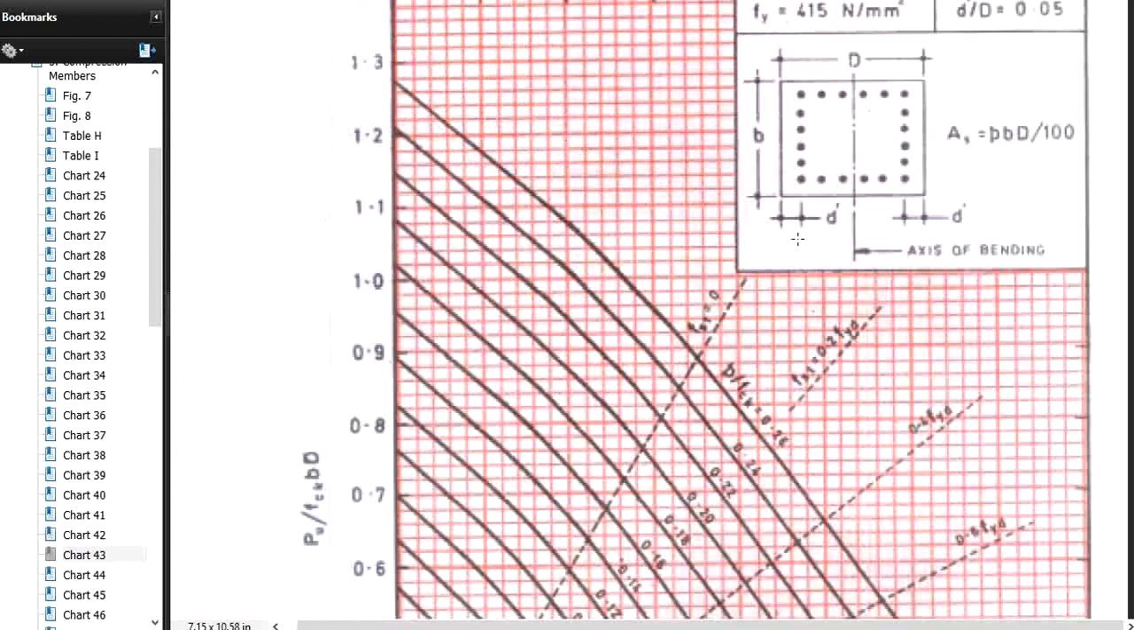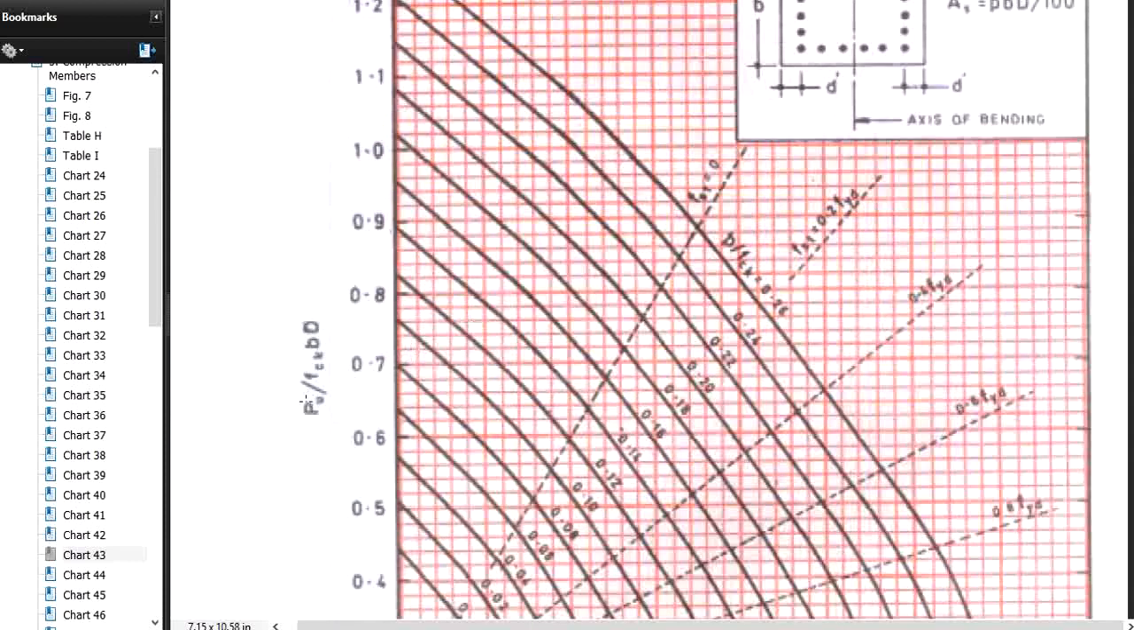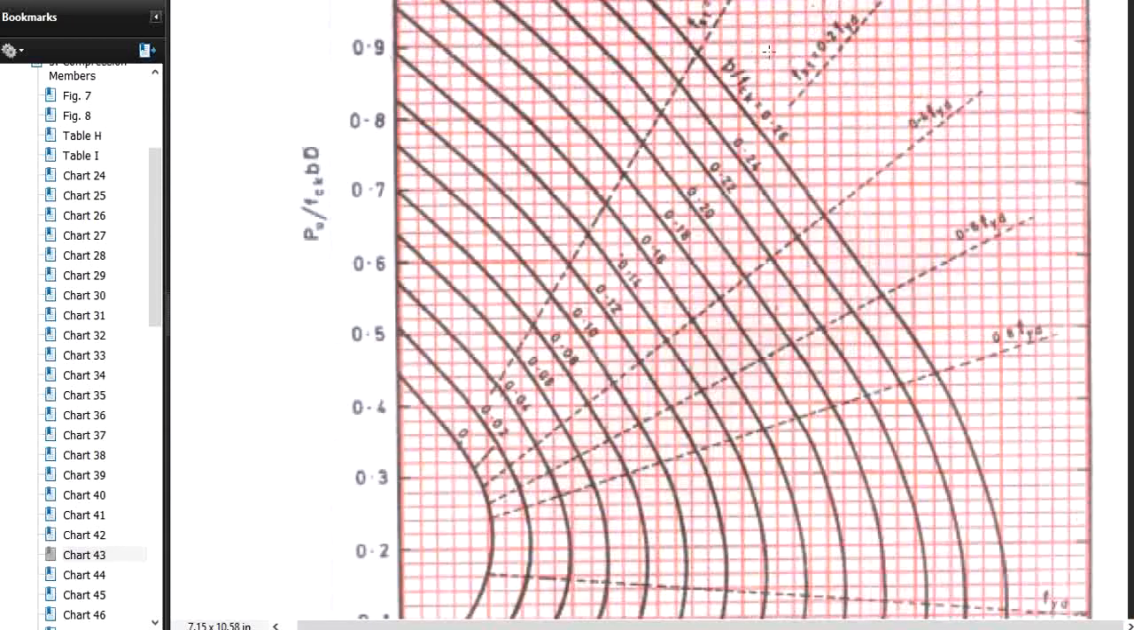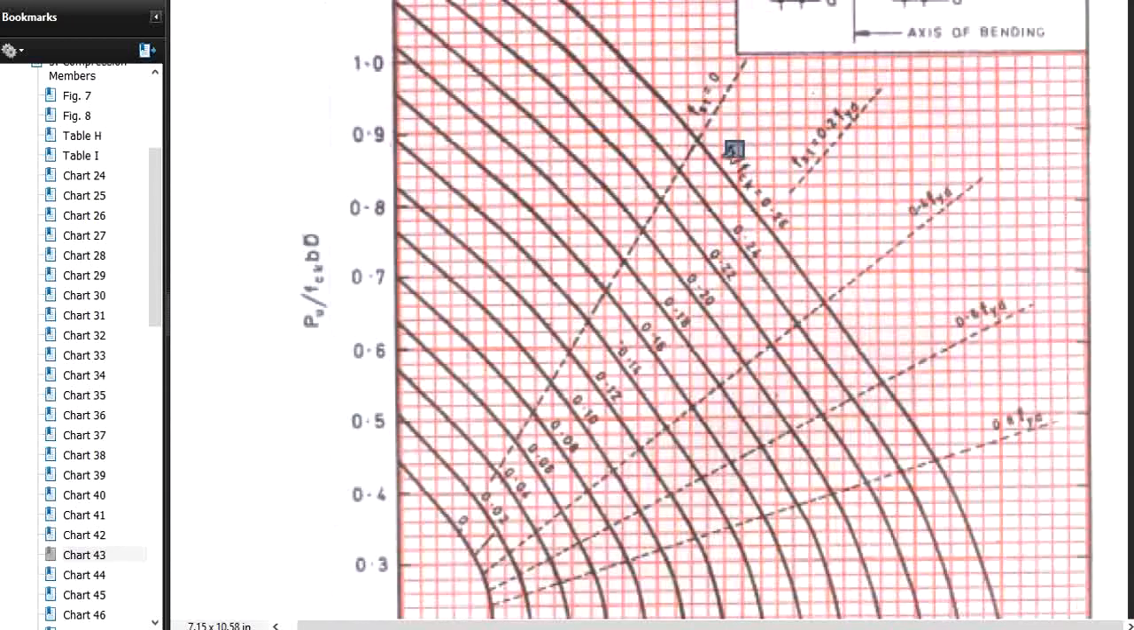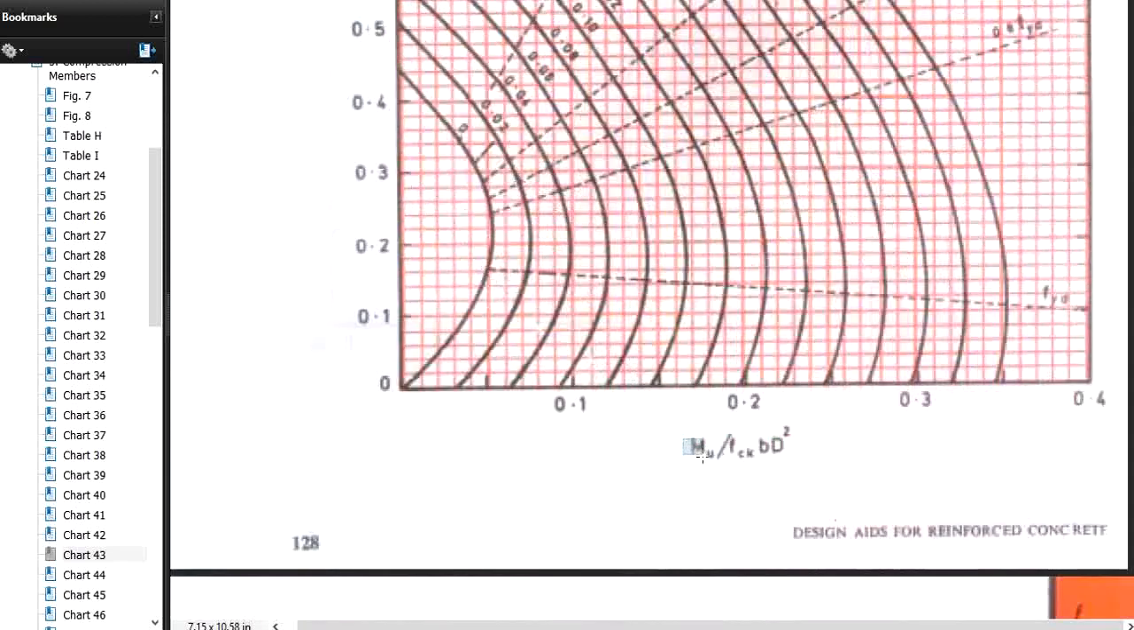I'll just repeat it. In an analysis type of problem, all the data will be given. FCK will be given, B will be given, D will be given, PU will be given, and MU will also be given. The percentage of steel they will give, or else they will mention the number of bars and all, and we need to calculate the percentage of steel. So what we need to do is consider all this data and consider MU as an unknown in the analysis type of problem. Once we consider MU as an unknown, we need to calculate the MU for all the other data which they have given.